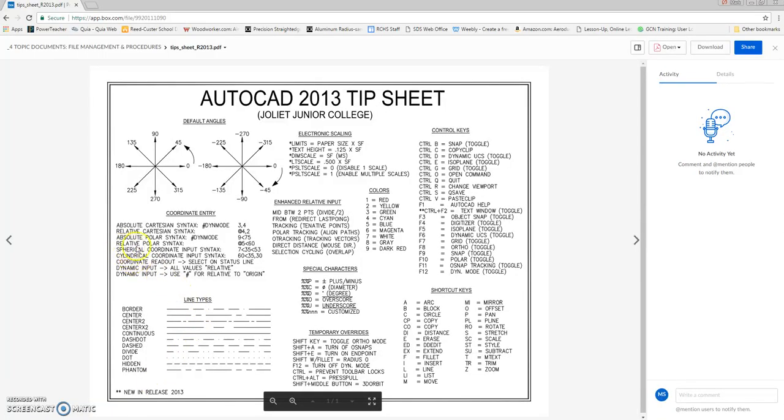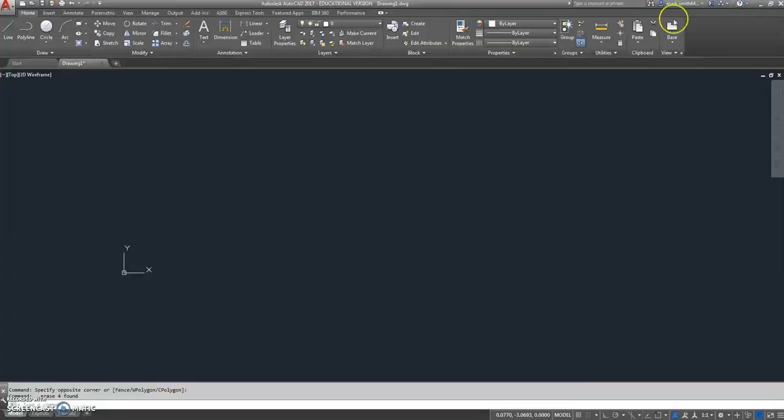Now we're going to talk about relative polar coordinates. Notice there the @ symbol, the distance, the less than, the angle. And the angles we will use go from 0 to 360 in a counterclockwise fashion. So let's go back to AutoCAD. Let's go back to our line command. We have to start somewhere, so we'll go 0, 0. And then I'm going to go @ symbol. That means from my last known point, which is at my 0, 0, I want to go a distance of 2. Then I have to put the less than symbol, which is the shift comma.